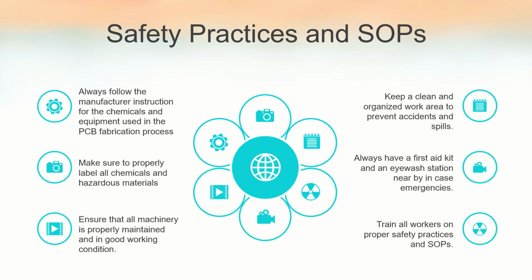Next, safety practice and SOPs. So there are 6 safety practices and SOPs. So first, always follow the manufacturer instructions for the chemicals and equipment used in the PCB fabrication process. Second, make sure to properly label chemicals and hazardous materials.